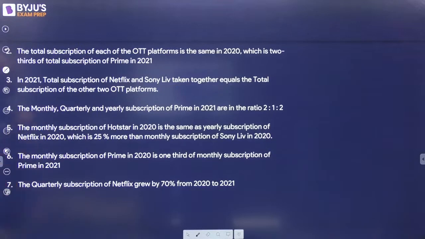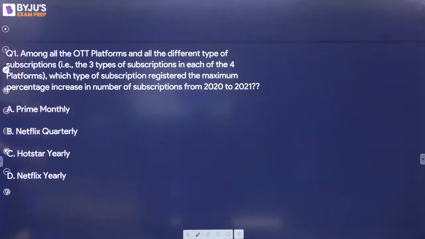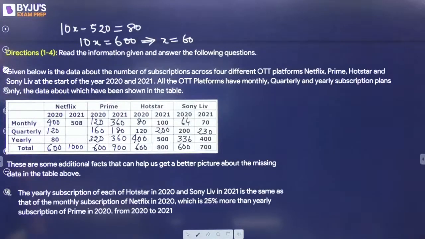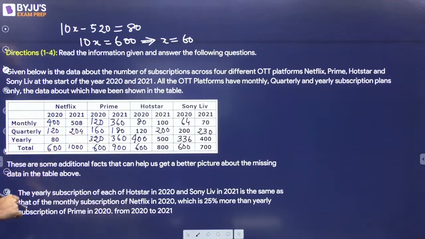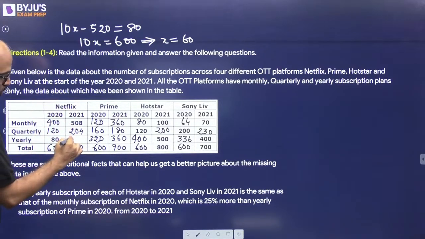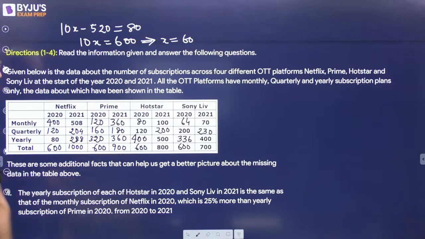The quarterly subscription of Netflix grew by 70% from 2020 to 2021. Quarterly subscription on Netflix grew by 70%. So quarterly का जो है ये 70% increase है. So this is already 120. So what will be 70% of 120? 70% of 120 will be 84. So ये 84 से बढ़ गया. So this is going to be 204. 120 plus 84. So we need the overall value to be 1000, out of which 712 already exists. So we will have 288 over here. So that total 1000 हमारे पास बन जाएगा.